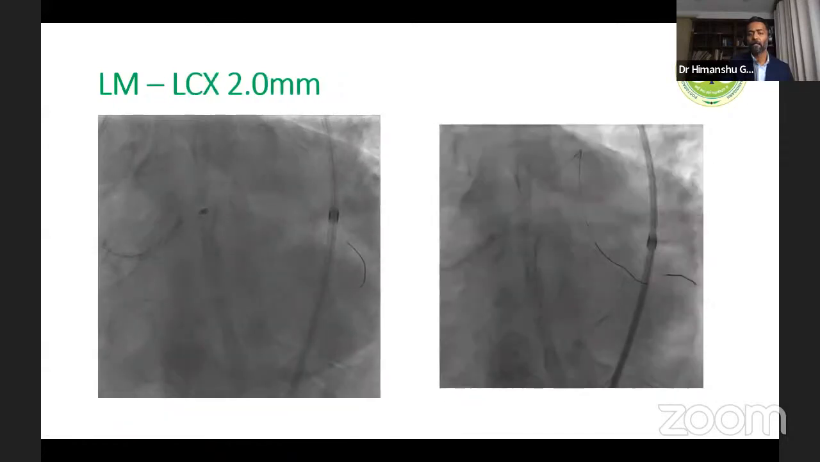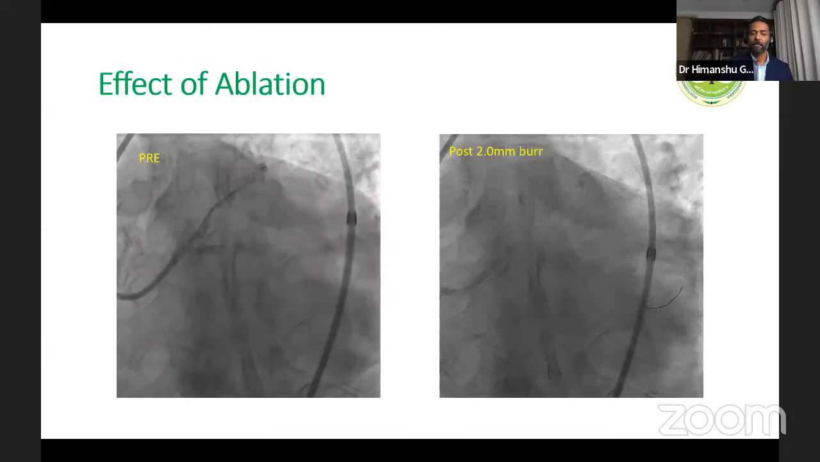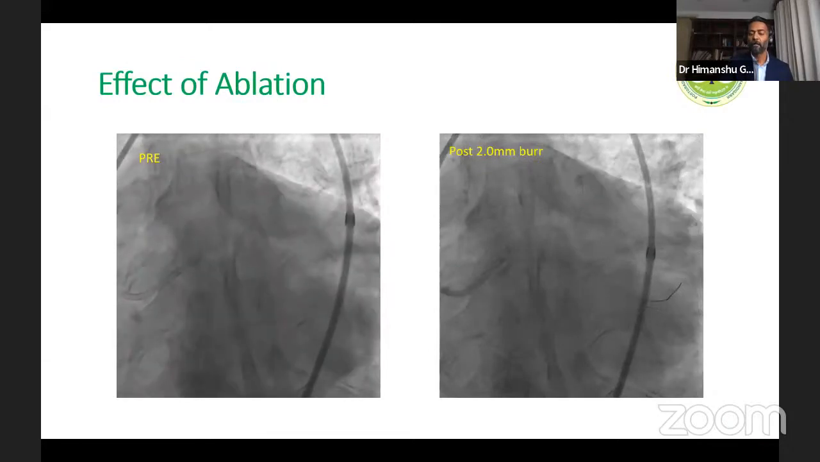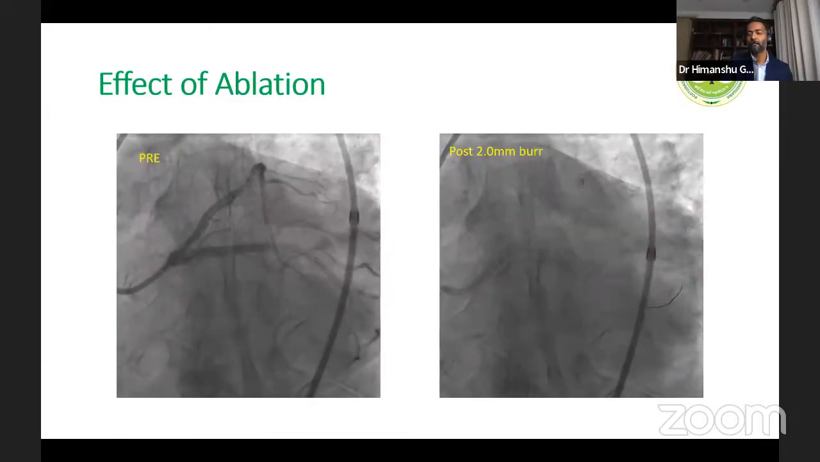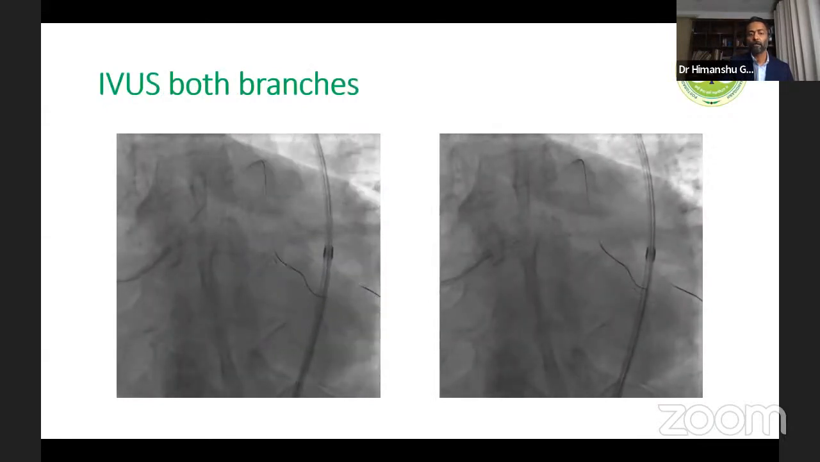We had already done imaging to the circumflex. We know there is good wire bias for the nodule, even in the circumflex, as we just saw. So we took the 1.25 millimeter burr into the circumflex from the left main and ablated in both directions. And after ablation with the 2 millimeter burr, you already see the filling defect almost gone. So after that, we did imaging from both arms.